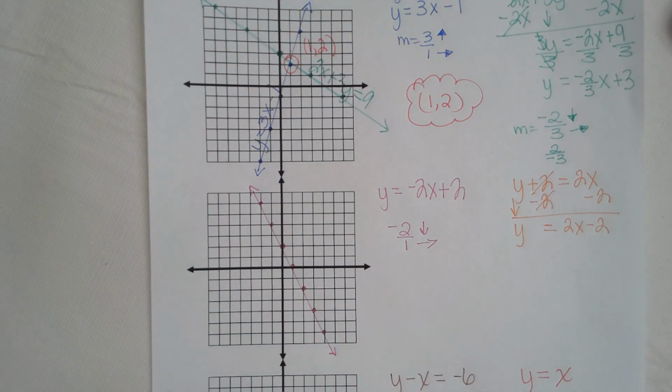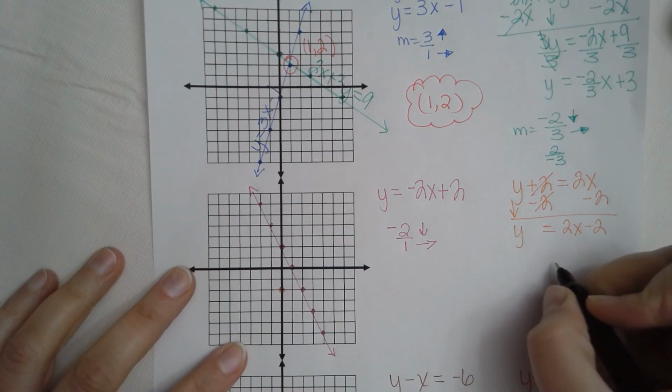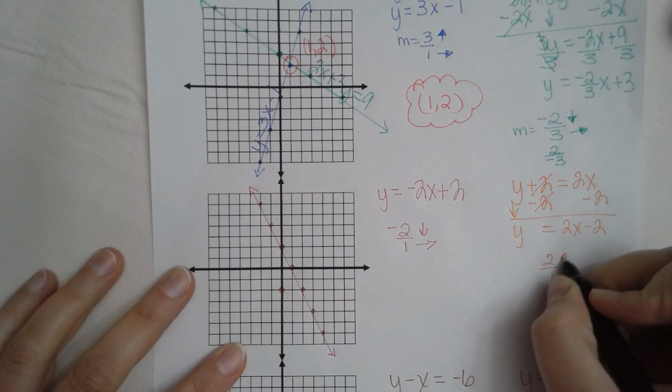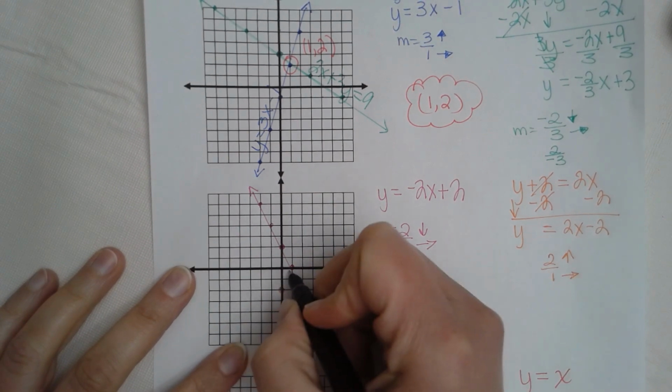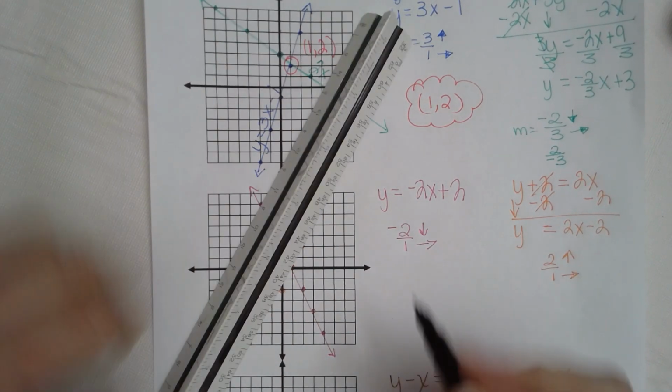Go ahead and graph this. I'm going to do this quick. We're going to go negative 2. And this is 2 over 1, so it's going to be up 2 to the right 1. And we're going to go ahead and graph.